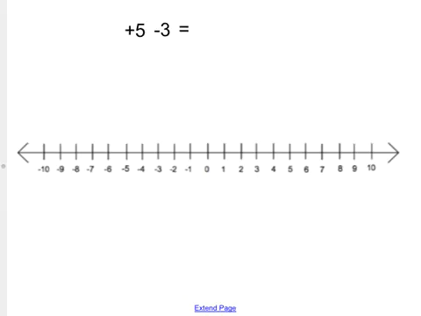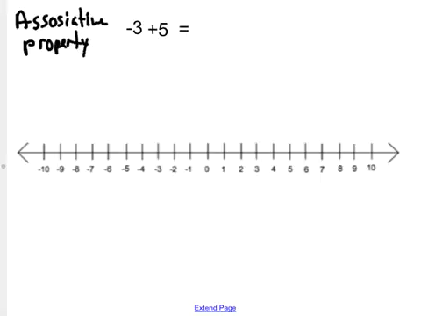So let's look at another example. You can see here I've got this again, but if I decide to switch these two things around, this is completely and totally legal. And in fact, this is called the associative property. It basically states that 2 plus 1 is equal to 3, but also 1 plus 2 is equal to 3.